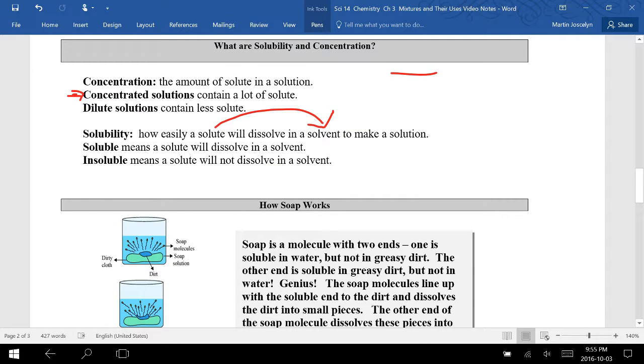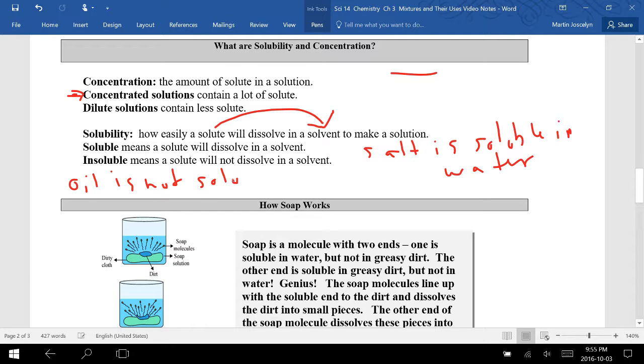Soluble means a solute will dissolve in a solvent. So salt is soluble in water. Whereas insoluble means a solute will not dissolve in a solvent. That's like oil in water. So oil is not soluble in water. It's insoluble.